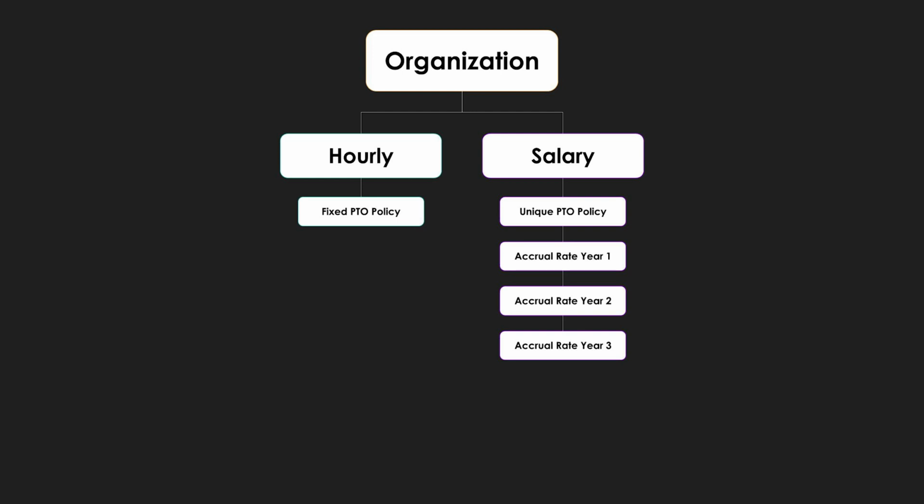You may have a scenario where your organization has salary and hourly employees. Your organization may have different policies related to paid time off, or PTO, accrual rates, depending on your employment status. For example, salary employees may have accrual rates at a faster pace that vary based upon however many years you've been with the company, whereas hourly employees have a fixed PTO accrual rate across the board.